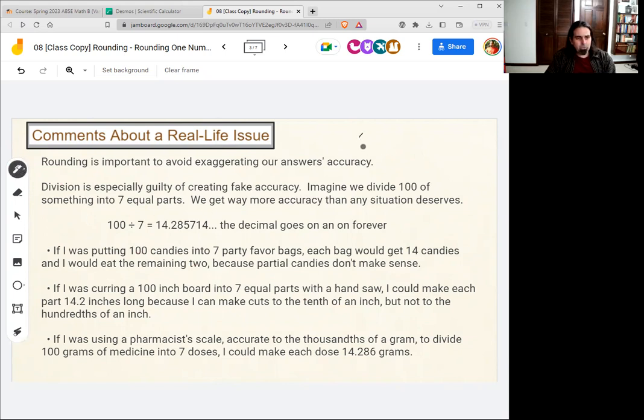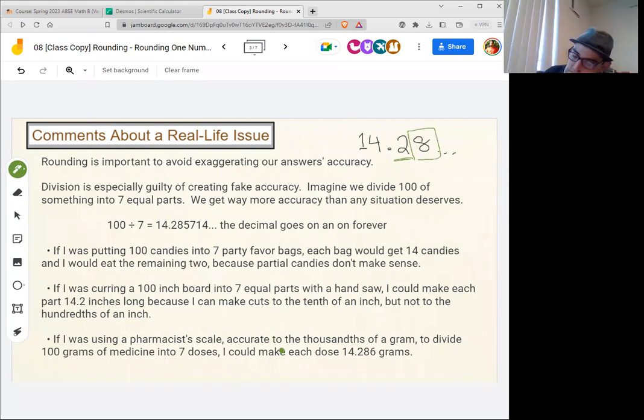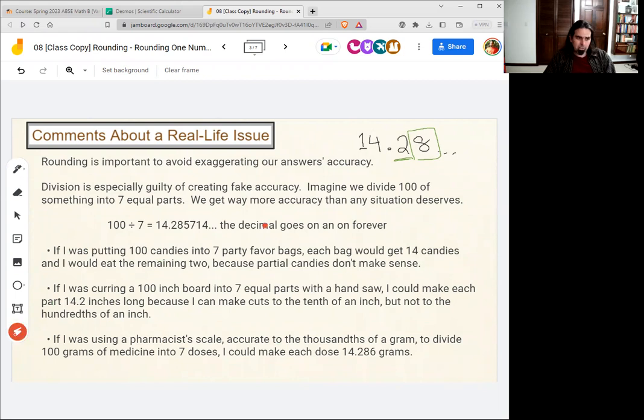Tangentially, if I wanted to round to the 2, how do I do that? I have to look at the 8. And I'm wondering, is this more like 14.2 or is it more like 14.3? And think of it like money. If I have 28 cents, is that closer to saying that I have 20 cents, or is that closer to saying I have 30 cents?